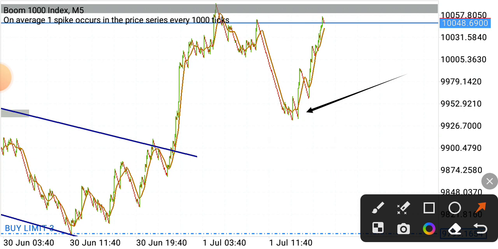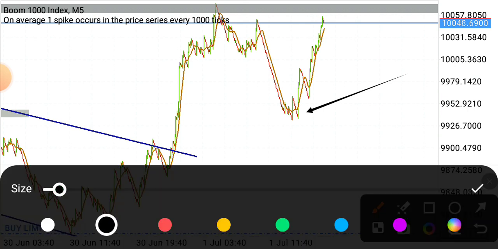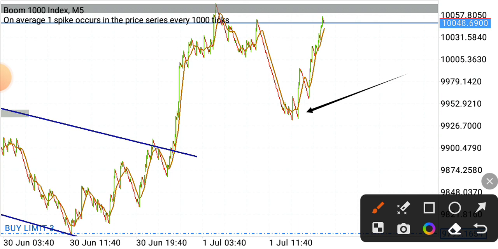Then we also have another pattern here. We have the head and shoulders pattern right here. The head and shoulders pattern is the left shoulder, the head, and the right shoulder. Guys, I wouldn't have been able to get this structure or this pattern if I did not zoom out completely. So when you zoom out completely, you will easily identify this pattern.